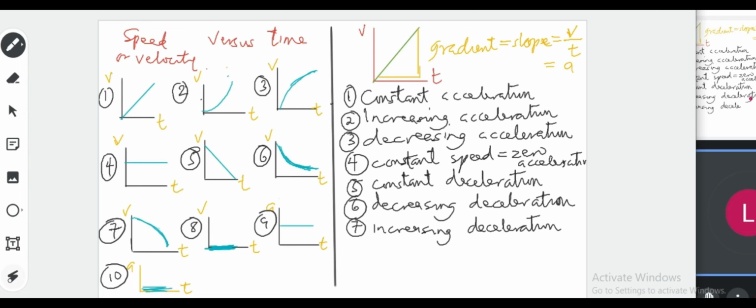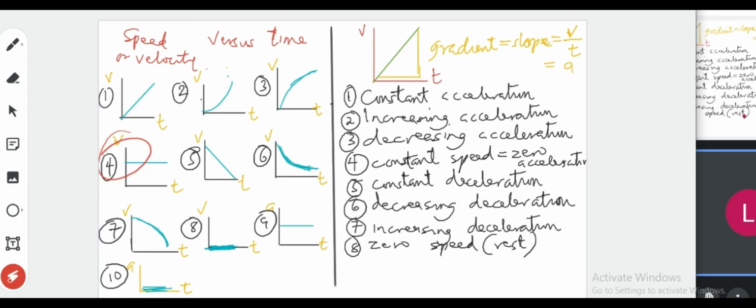Number 8 is rest. Zero speed, because the speed is zero now, is it not? Correct. Zero speed, which is rest or no movement. It's different from number 4. Number 4 means it has a speed, but it is constant, right? But number 8 means it doesn't have any speed at all. It's zero, because this place is zero for the speed axis.